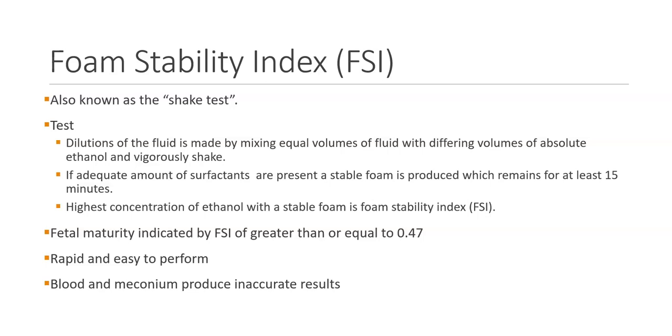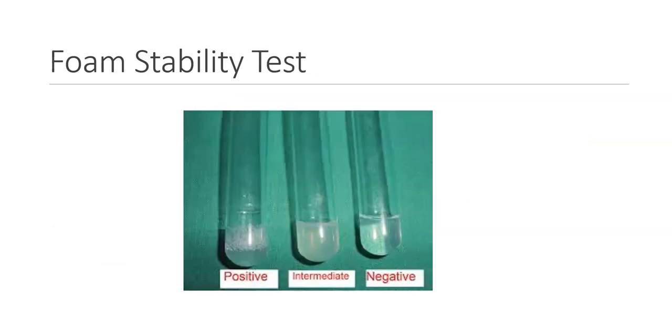Fetal maturity is indicated by an FSI of greater than or equal to 0.47. It's rapid, it's easy to perform. Blood and meconium will produce inaccurate results. Because I didn't know much about this, I had to find a picture. So on the very left-hand side is a positive result. You see a lot of foam. Intermediate, there's a little bit of foam at the top, and then negative, there's no foam.